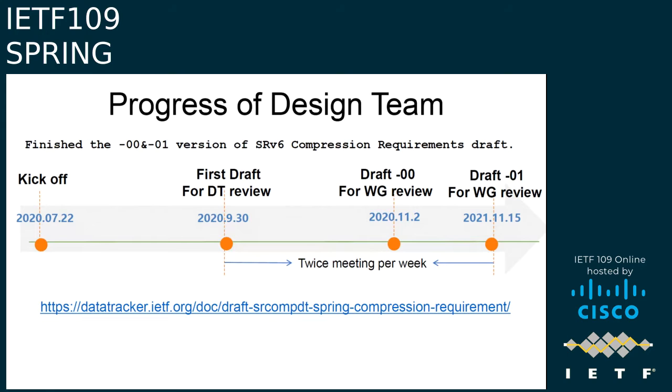So the progress of the design team is so far so good. We kicked off at the end of July, and we have had more than 20 meetings till now. We will submit the 00 and 01 versions of the requirements. The link is shown on the page. You can review the requirement draft. We call for comments on that, and I've seen quite a few comments on the mailing list. I think we will resolve the comments as soon as possible. Next page.